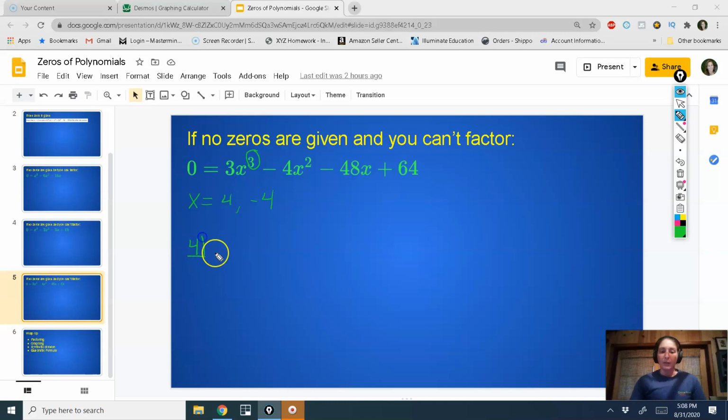So 4 goes up in the window. 3, negative 4, negative 48, and positive 64. The 3 drops down. 3 times 4 is 12. Negative 4 plus 12 is 8.